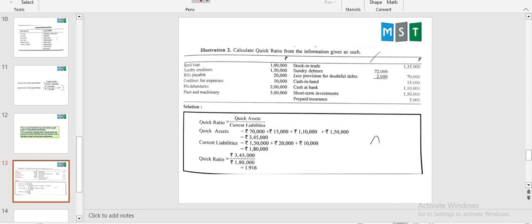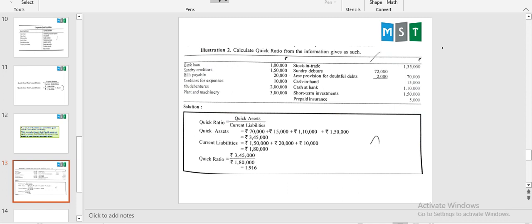So in illustration 2, we are going to discuss bank loan 1 lakh rupees, sundry creditors 1.5 lakhs, bills payable 20,000, outstanding expenses, debentures, plant and machinery, stock in trade, everything they have given. What are all the quick assets here? The quick asset is sundry debtors. Sundry debtors less provision, it is 70,000 rupees.